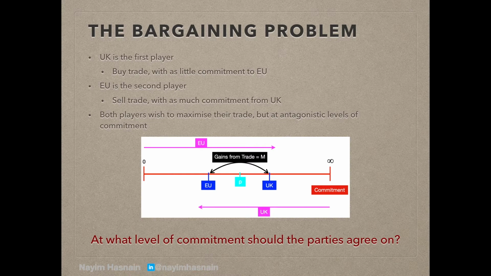So the axis shows commitment, which we can think of as the price, thus we can think of the trade as the good. So the dark blue EU bubble shows the minimum commitment the EU will accept, and the dark blue UK bubble will show the maximum commitment the UK will give. The distance between them highlights the surplus utility from trade that can be obtained, in other words, the money on the table. The pink lines show direction of utility increase, but how do we split the surplus utility from trade, or in other words, at what level of commitment should the parties agree on?